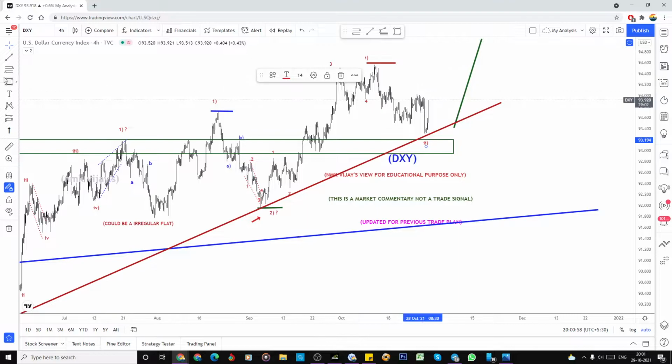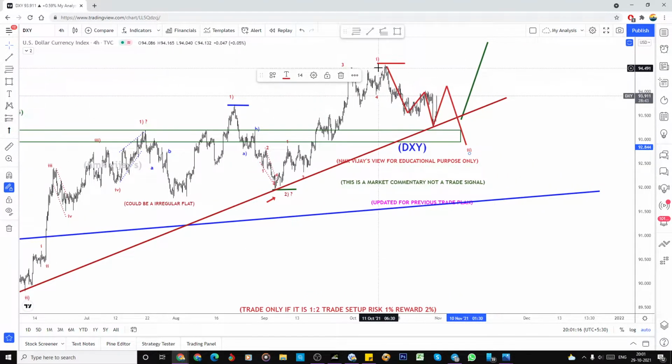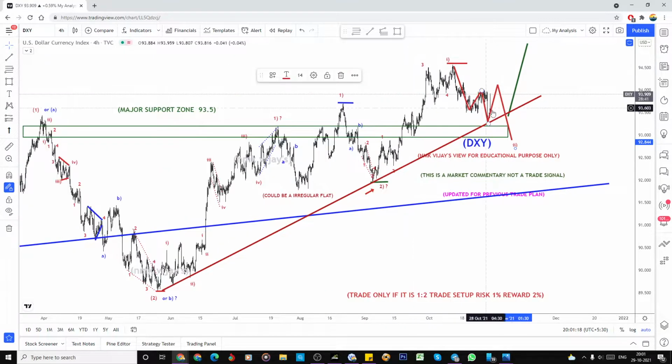So either this is the end of that second wave in the three-wave structure, or it is going to make one more low like this. Then this could be the ABC, W, X and Y. So this wave 2 can go a little bit lower also. If it breaks the high only, then it is confirmed that wave 2 is completed here.